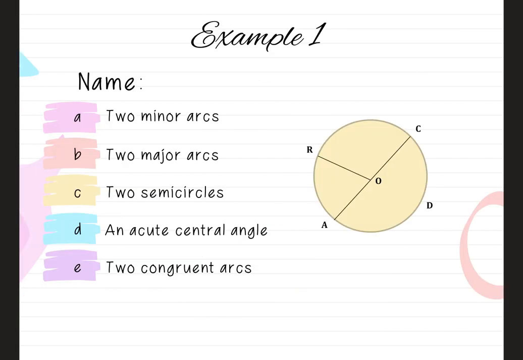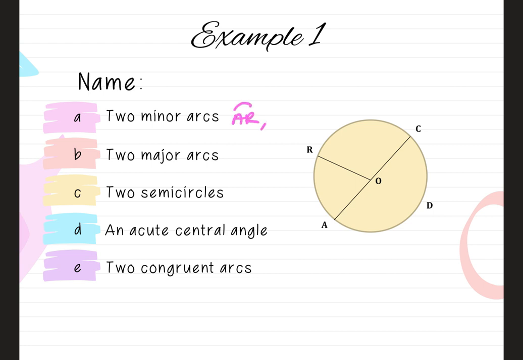All right, now we do the examples. So example 1, name from this diagram 2 minor arcs, 2 major arcs, 2 semicircles, an acute central angle, and 2 congruent arcs. All right, so I said it before, but I'm going to remind you again. A minor arc can use 2 letters, but a major arc and a semicircle have to have 3. So give me an example of a minor arc. Go.